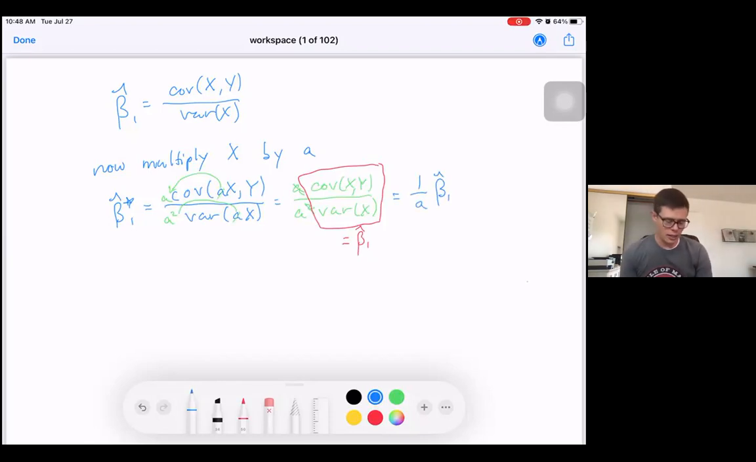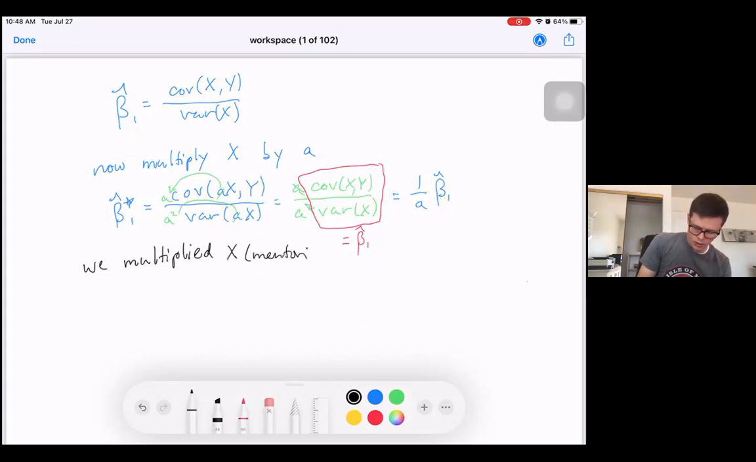So here in our example, in this question, we multiplied our x variable, mentoring, by the number 6.